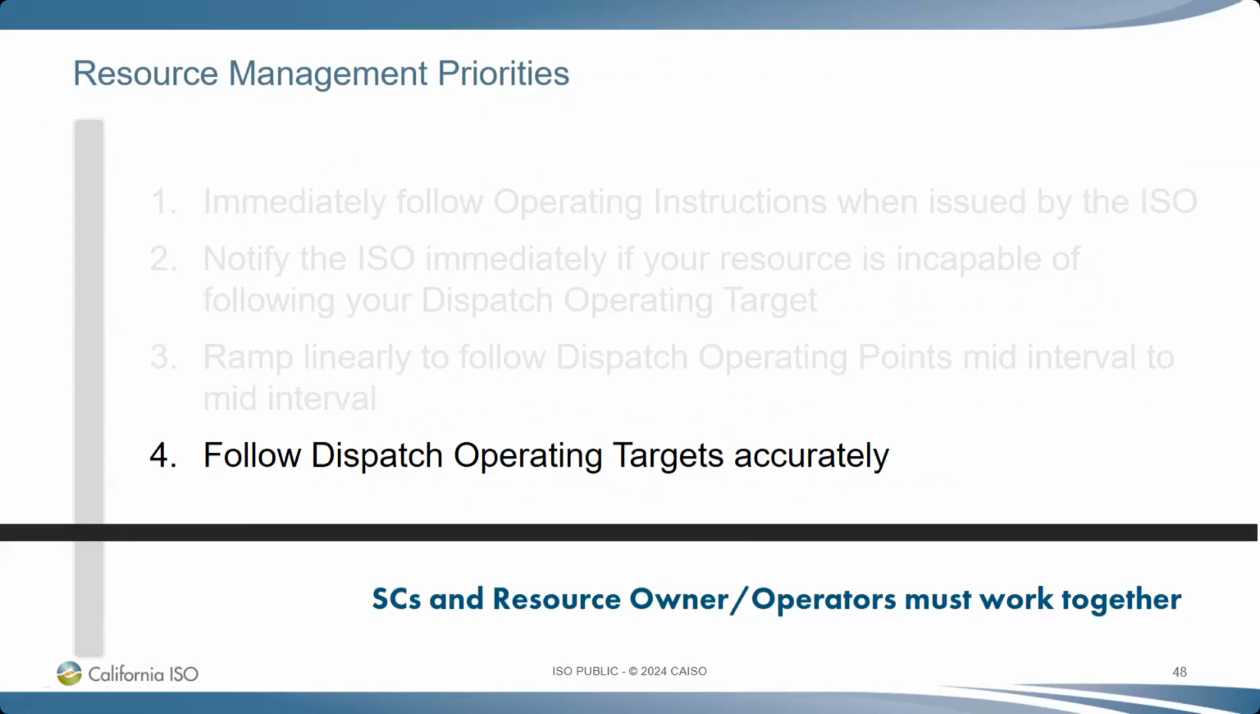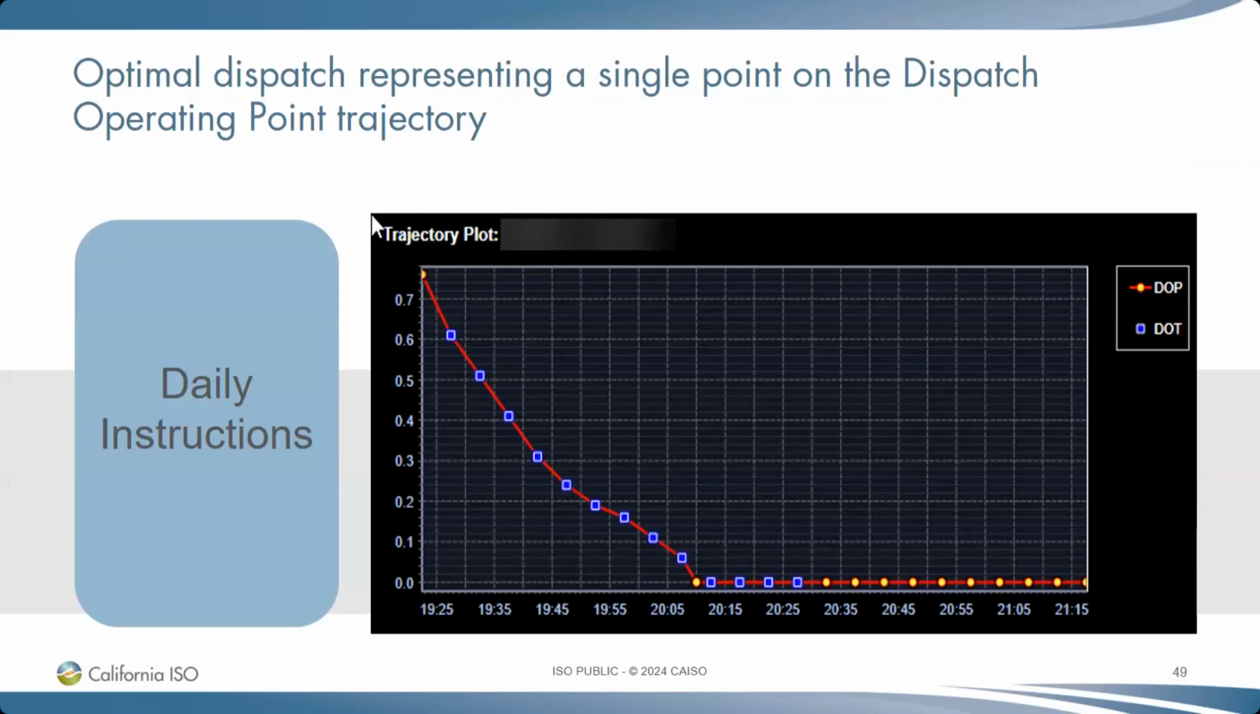So continuing on, that's something that's important to think about, but then also following your dispatch operating target. We've talked about that. Can't reinforce it enough that you want to make sure that you're following those dispatch operating targets. Those are the daily instructions, and they're representing a single point on the dispatch operating point trajectory. This is an example of the trajectory plot portion of the ADS screen. Like we mentioned before, this is in ADS. Resources are expected to perform as instructed. Again, eligible intermittent resources are to produce as capable until they get an operating instruction. These trajectory points are for a specific resource, and they track a selected resource's dispatch operating targets, as well as the points.